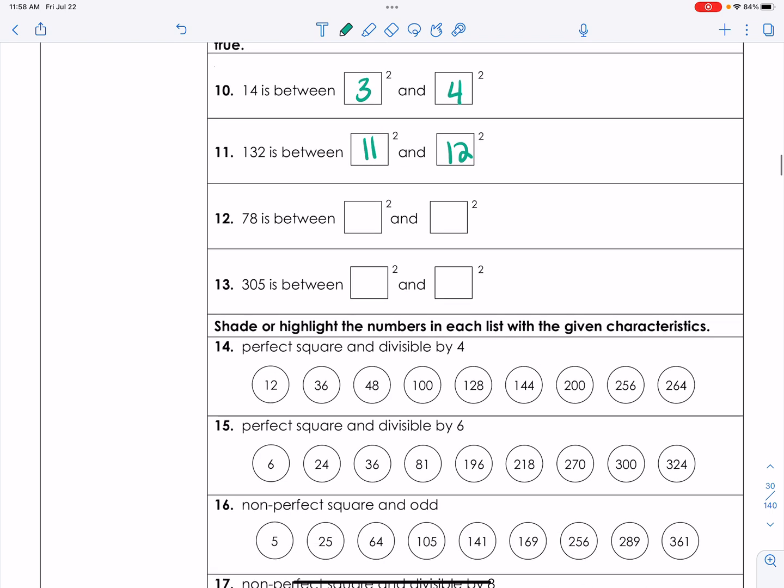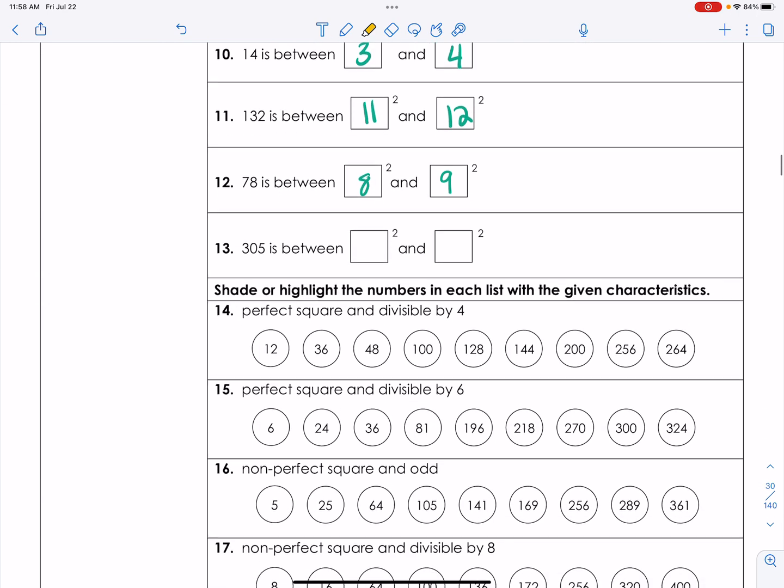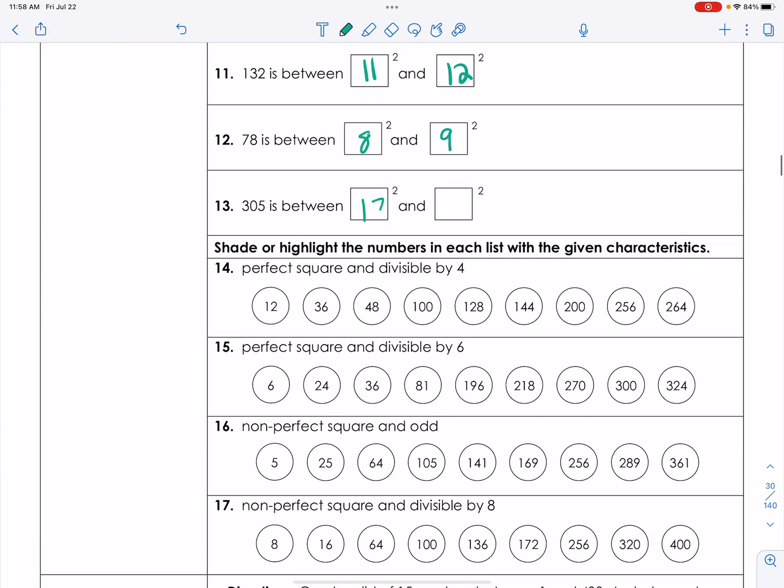Okay, 12 is between 64, which is 8 squared, and 81. And 13, I've even got a cheat, 305, that's going to be between these two. So 17 and 18 squared. And so I am okay if you use your table on this. I just use the table.